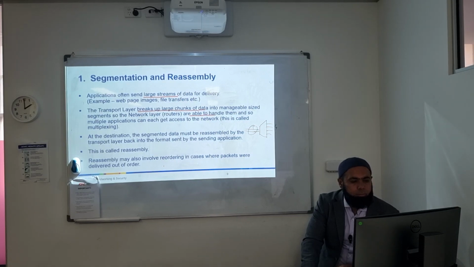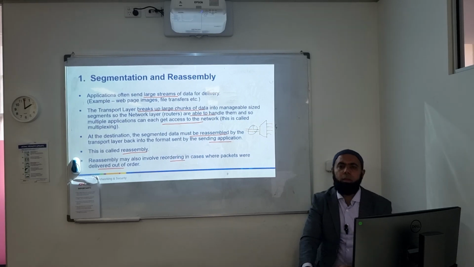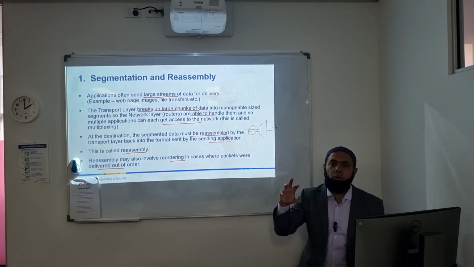So multiple applications can each get access to the network. This is called multiplexing. At the destination, the segmented data must be reassembled by the transport layer back into the format sent by the sending application. This is called reassembly. Reassembly may also involve reordering in cases where packets were delivered out of order.